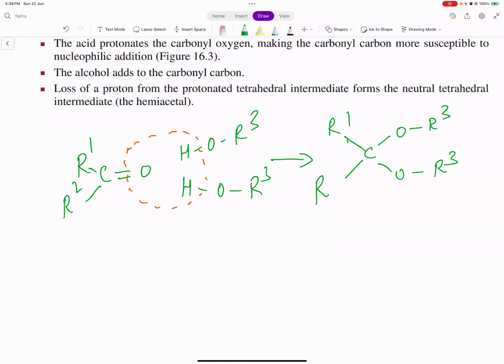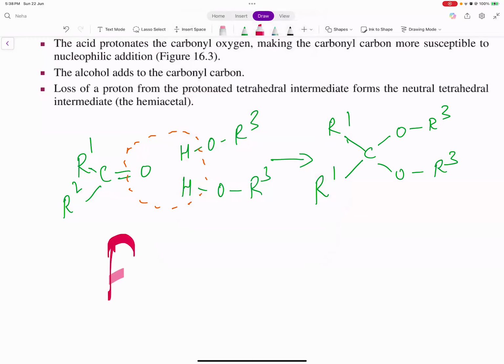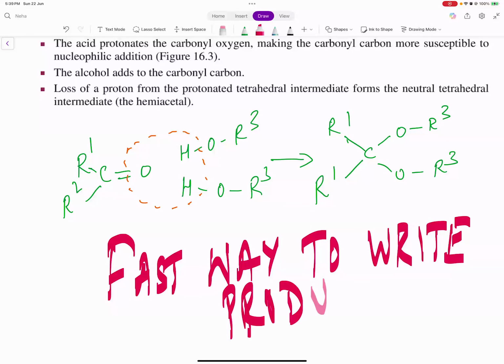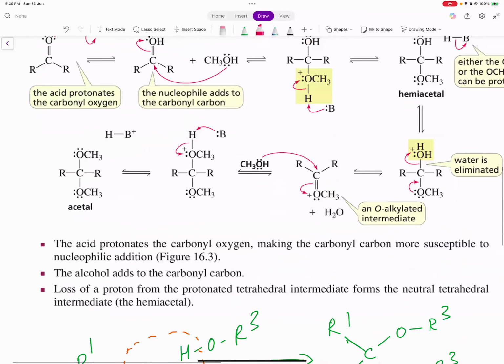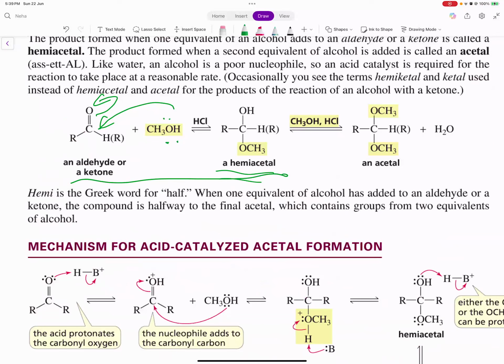I'm just showing you the fast way to write the product. The first thing you can write: if only 1 mole is added, then we can immediately show the product, right? 1 mole is nothing. Simple nucleophilic addition. This is simple.